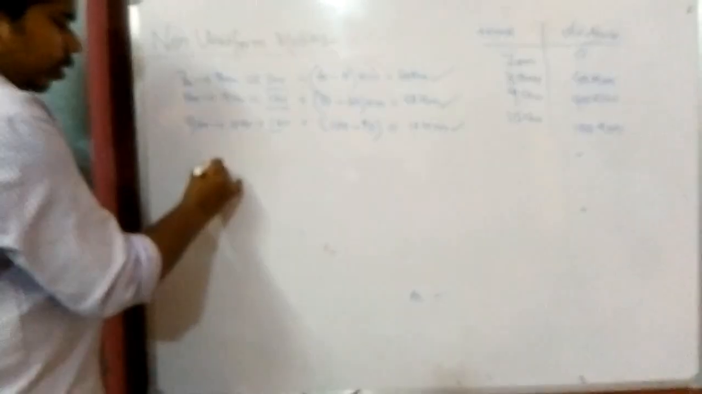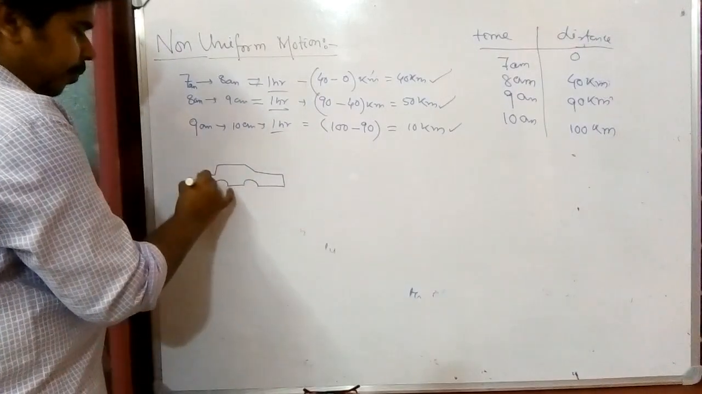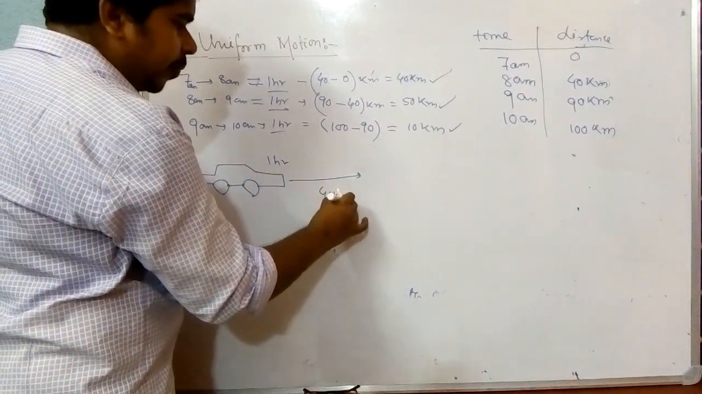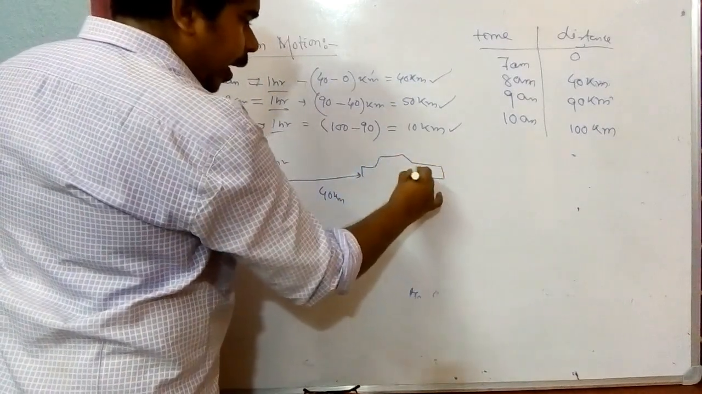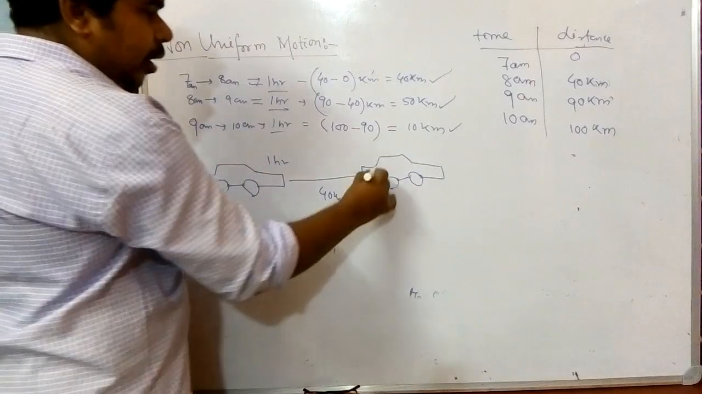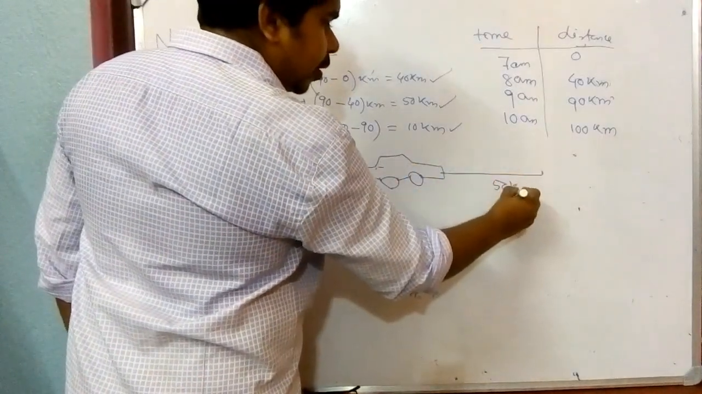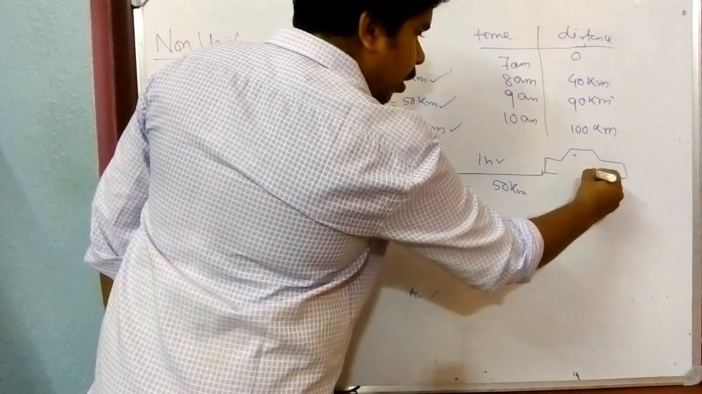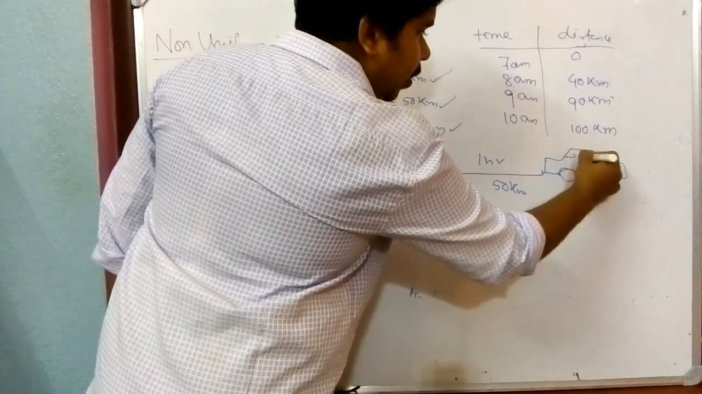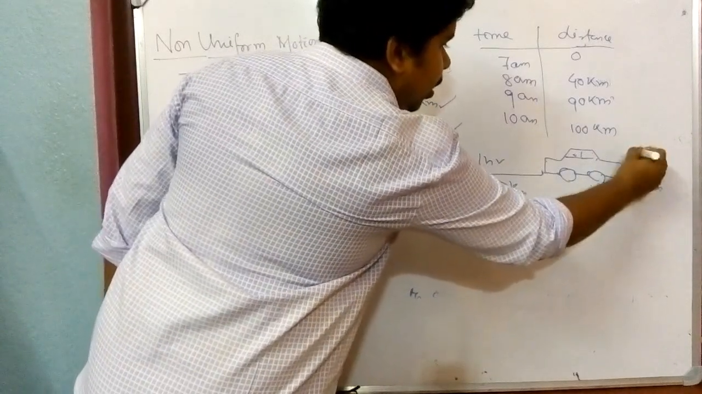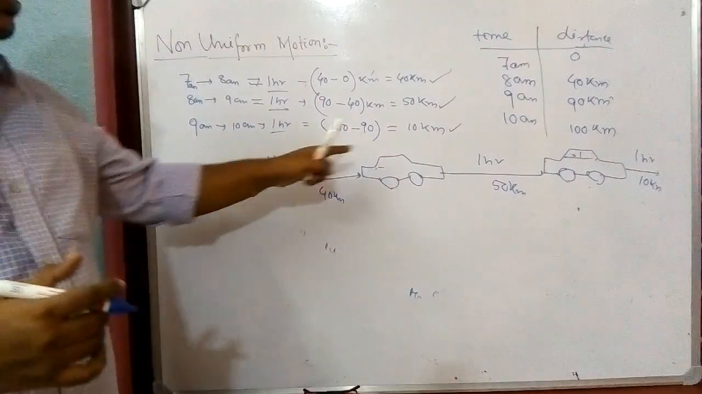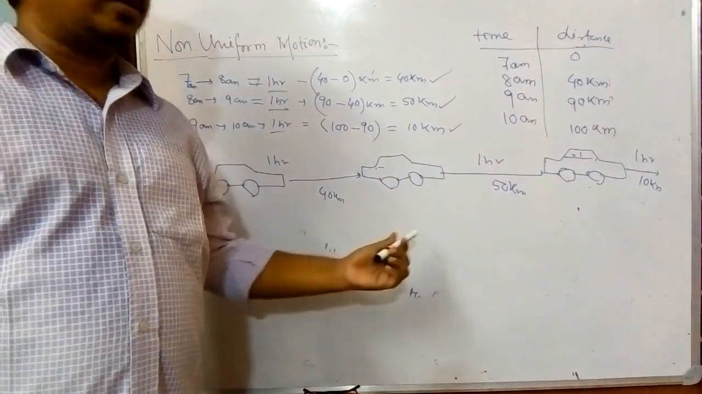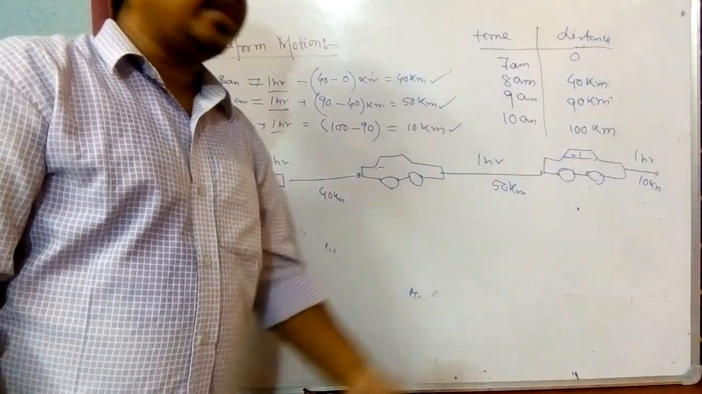Just to give you a pictorial idea, the car starts here, and in the first 1 hour it covers a distance of 40 kilometers. It will reach here, okay, and in the next 1 hour it covers a distance of 50 kilometers. In the next 1 hour it will reach here, and in the last 1 hour it covers a distance of only 10 kilometers. So every equal time interval is the same: 1 hour, 1 hour, 1 hour. But the covered distances are different: 40, 50, and then 10.